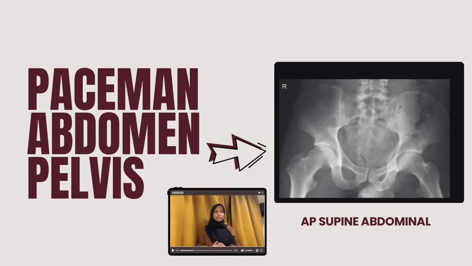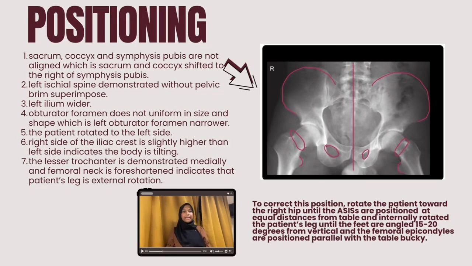So today I'm going to do a PACEMAN on abdominal pelvis, which is supine abdominal. For positioning, the first one is sacrum, coccyx and symphysis pubis are not aligned, which is sacrum and coccyx shifted to the right of the symphysis pubis.